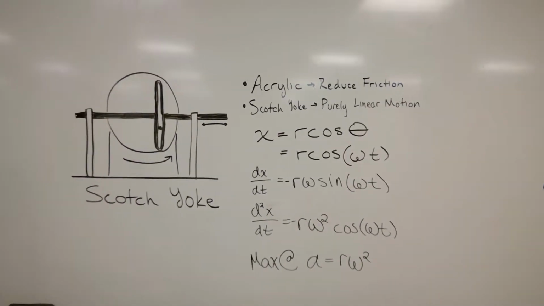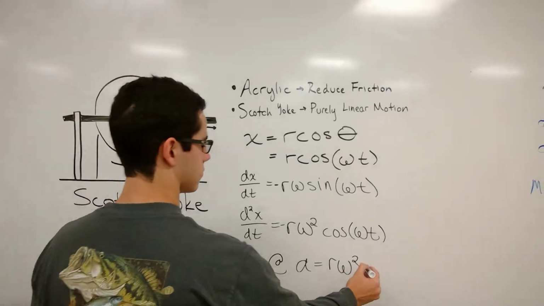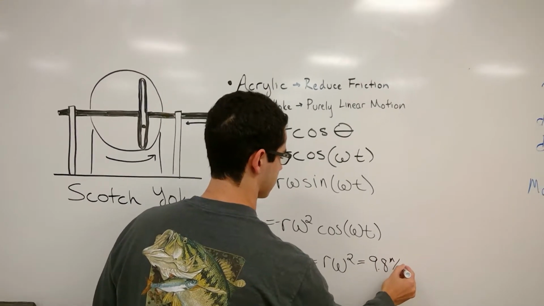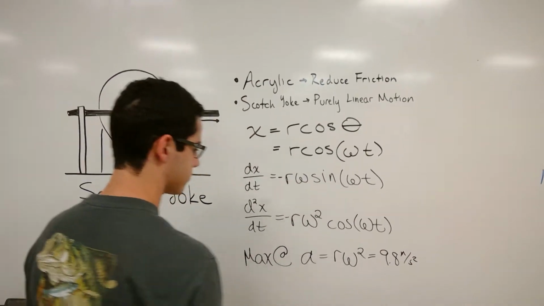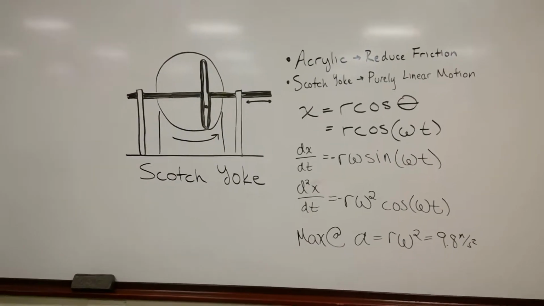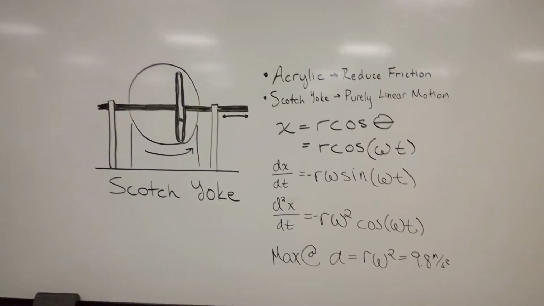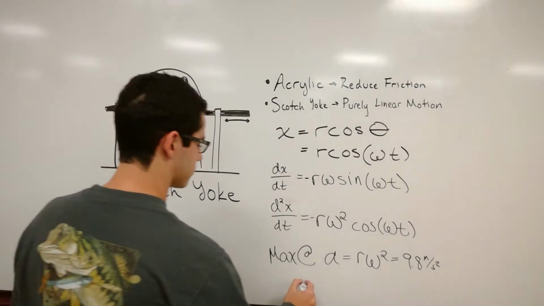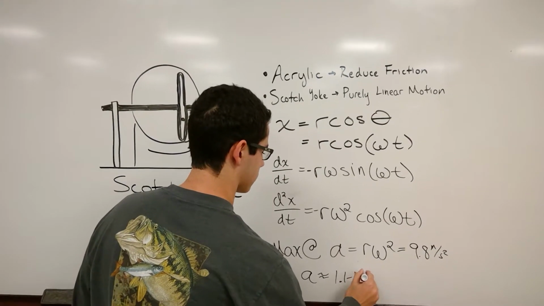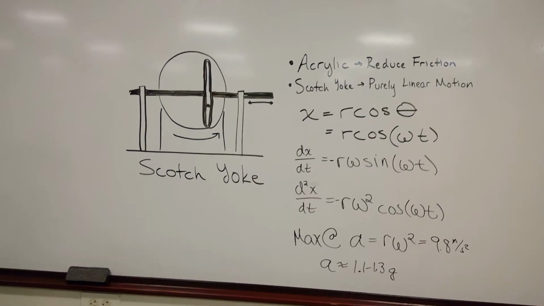So, recognizing that our maximum acceleration should be 9.8 meters per second squared, we took this number and divided it by omega squared, which we found experimentally, to find our maximum radius. This did give us correct results, and we ended up with a maximum acceleration very close to 1 g. It was about 1.1 to 1.3 g's. So all in all, our device worked pretty well.